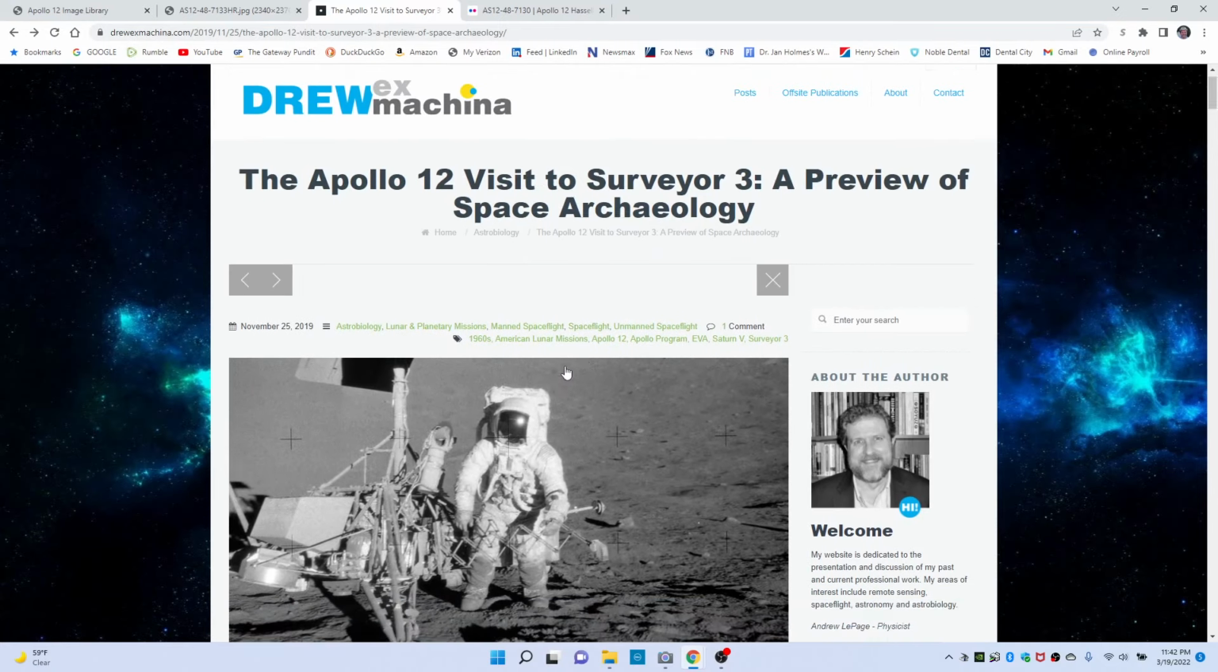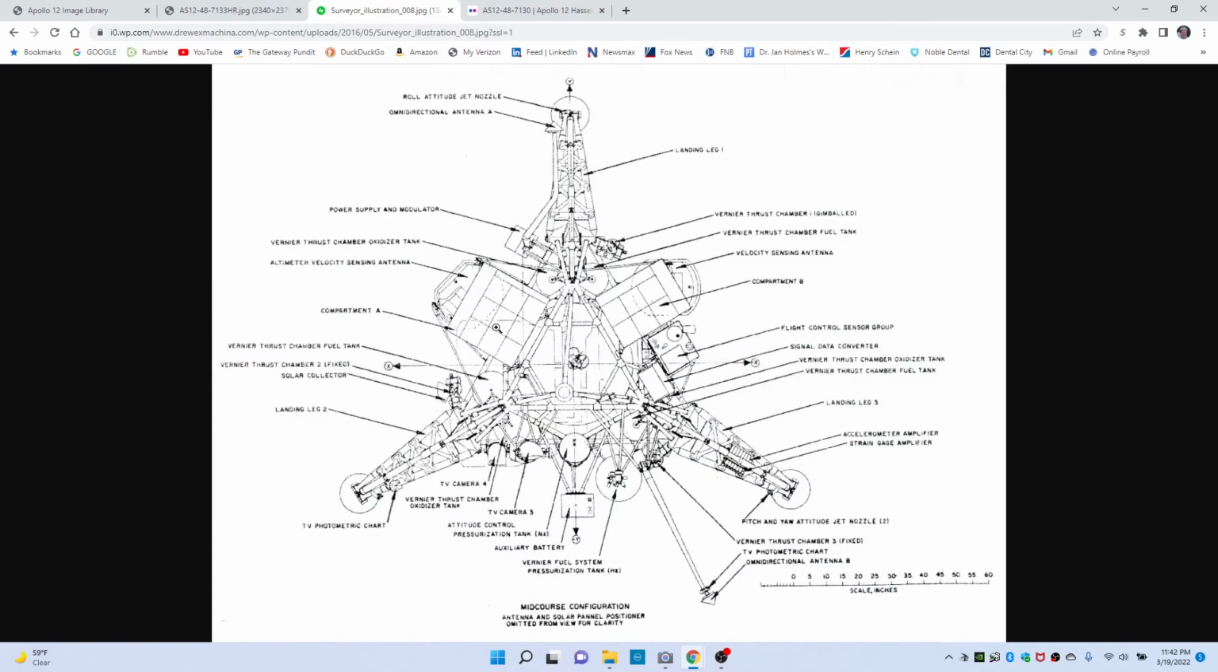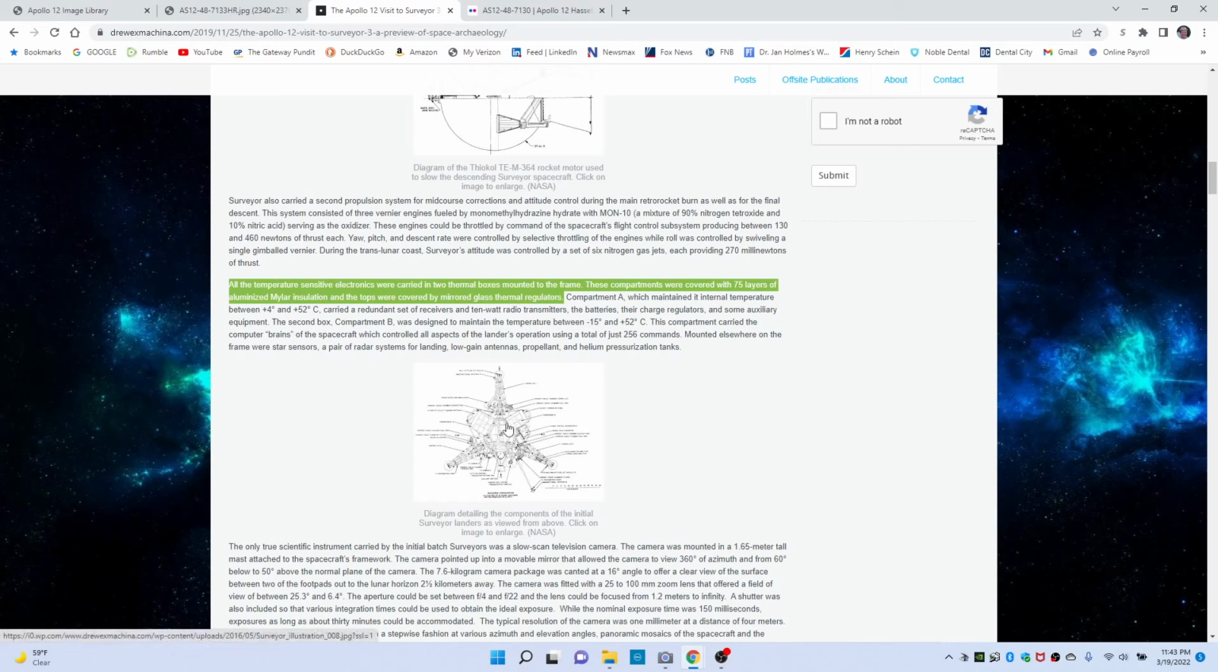Drew Ex Machina, he talks about the Surveyor 3. Here's a diagram of it. Compartment A, compartment B. But here he talks about how all of the temperature sensitive electronics were carried in two thermal boxes, and the tops were covered in mirrored glass thermal regulators. So, mirrored glass thermal regulators. And as I said before, none of the defenders of NASA, the ones that say we really went to the moon, none of them are saying it's not a mirror. So, keep that in mind.